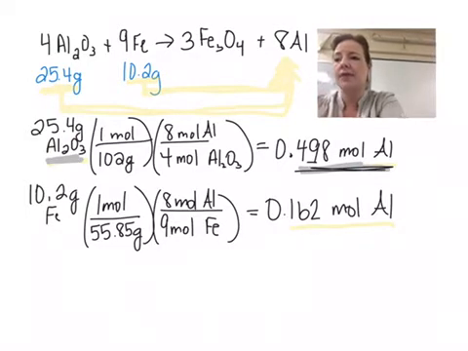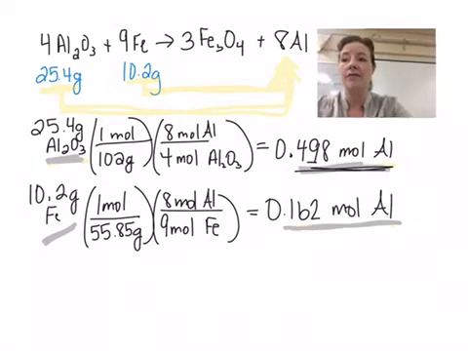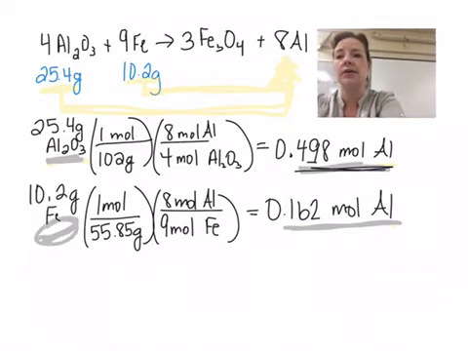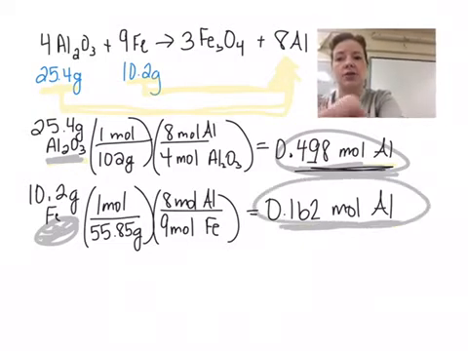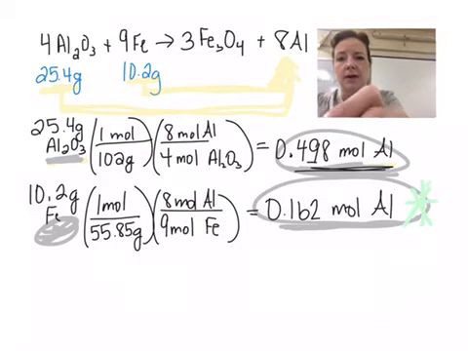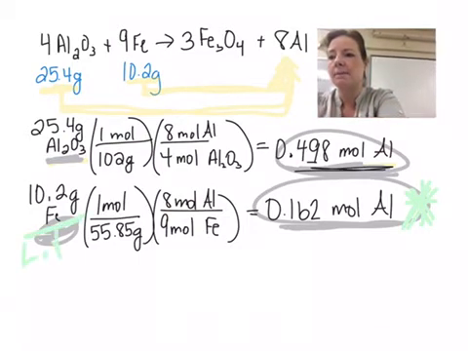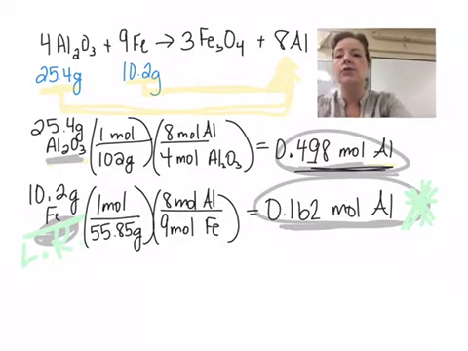So you can see that aluminum oxide here is going to produce almost 0.5 moles of aluminum, and then with this much iron, we're going to produce only about 0.162 moles of aluminum. So I don't have enough iron here in order to make this much aluminum. I only have enough iron to make this much aluminum. So that means that the amount of aluminum that I am going to make is going to be this much aluminum, and this iron right here is going to be my limiting reactant. So that also answers letter B.